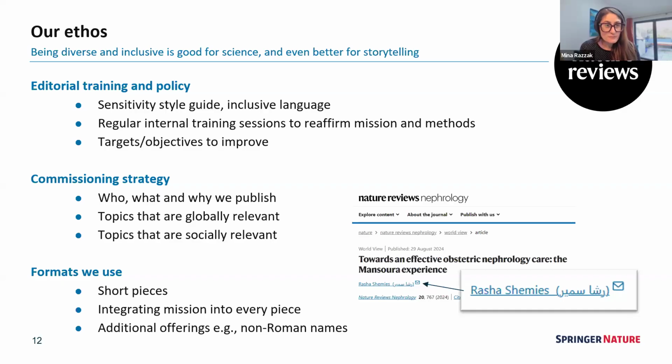For example, if your name can be written in non-Roman characters because you're, for example, from China or Japan or the Middle East, we can now support you publishing your name in your language. It's a small offering, but it's a meaningful one that shows that we care about our communities, and the authors are really pleased that we can offer this.